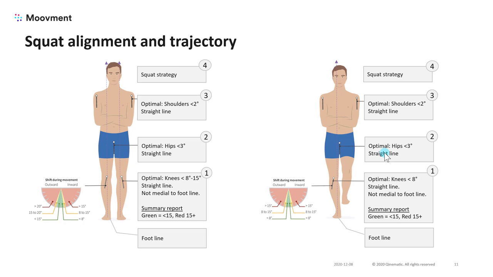The same rules apply to the hips. We want them to travel in a straight line and less than 3 degrees. And the shoulders travelling in a straight line and less than 2 degrees. And finally, as with the double leg squat, we want to define the single leg squat strategy. The literature implies that some people have knees that go in, some people have knees that are straight but the hips go out, and some people have knees and hips that are straight but the shoulders bend to the side. And these are considered substitution patterns or compensation patterns.